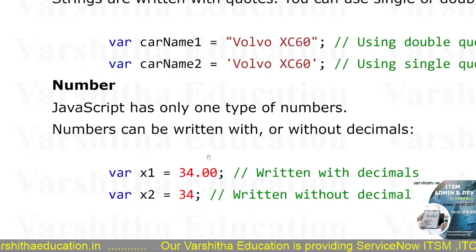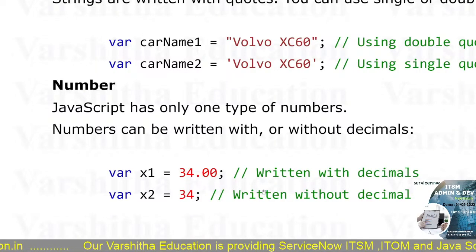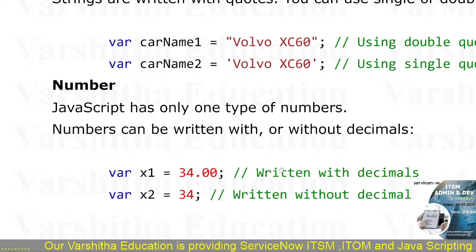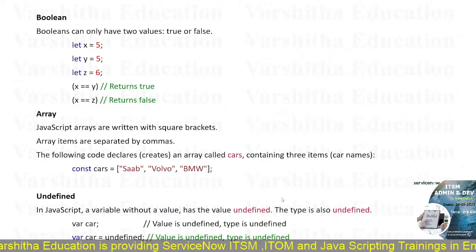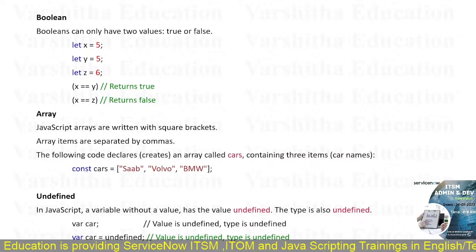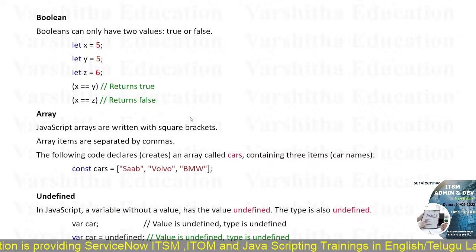And you know that it's a number. You know very well about that. We can use decimal points, or we can use numbers without decimals also. Simply, it is written to store numerical values.